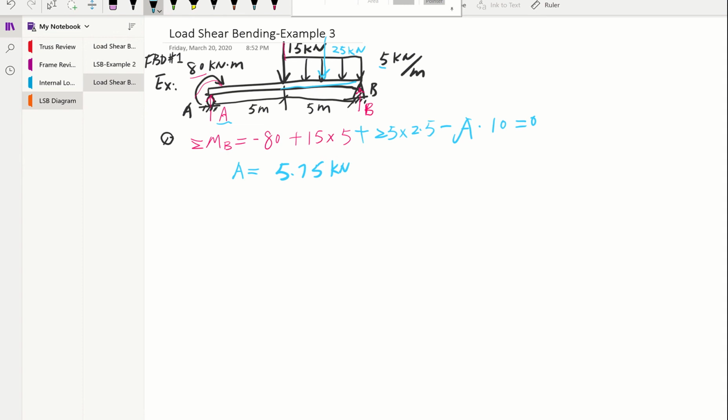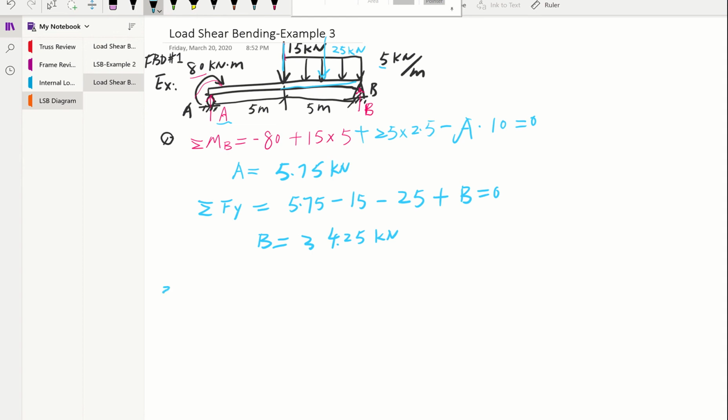Knowing A is this value, we can quickly find out the force at B. So the sum of forces in the Y direction gives us 5.75, that's the reaction support at A, minus this concentrated load 15, minus this equivalent of the distributed load 25, plus our reaction support at B. Then we can calculate our B, and the answer I have is 34.25 kilonewton. Okay, that's our first step. We can solve this in statics, nothing new yet, right?